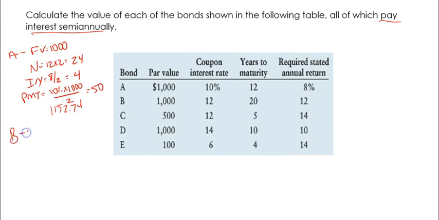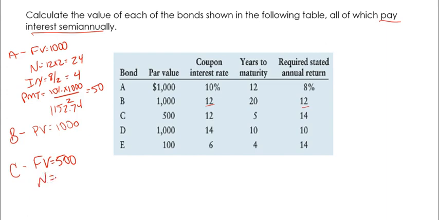Okay, for B, we see that this bond has a coupon rate of 12% and a required return of 12%. So no calculations are needed. This bond will trade at par value. The present value will be $1,000. Okay, let's move on to C. With C, the face value is $500. And face value, par value, and future value, these words can be used interchangeably.